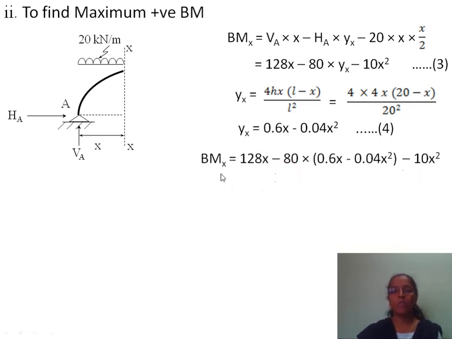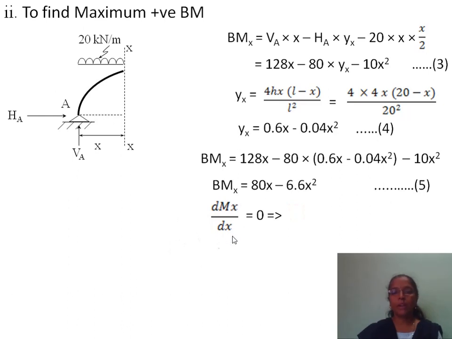So that will be bending moment at section X will be 128x minus 80 into (0.6x minus 0.04x square) minus 10x square. If you simplify this equation, the bending moment at any section X is equal to 80x minus 6.6x square. So to locate its position, differentiate this equation 5 with respect to x and equate it to 0.